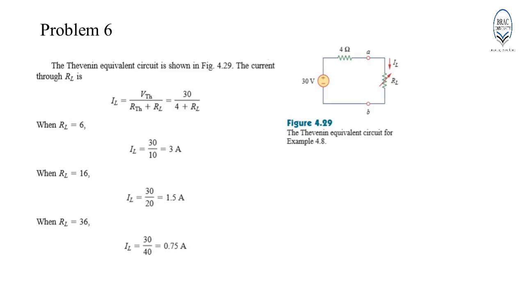The final step is to draw the Thevenin equivalent network along with the load resistance which was removed in the early stage. According to the second portion of the question, the variable load resistance RL is now being varied, and for each value of RL, the current IL is being determined using Ohm's law. When RL is equal to 6 ohm, IL equals 3 ampere. When RL equals 16 ohm, IL equals 1.5 ampere. When RL equals 36 ohm, IL will be equal to 0.75 ampere.